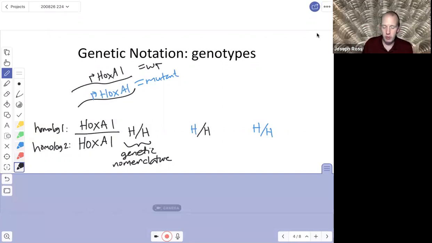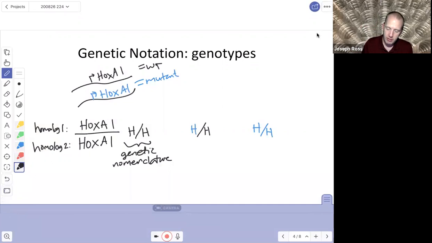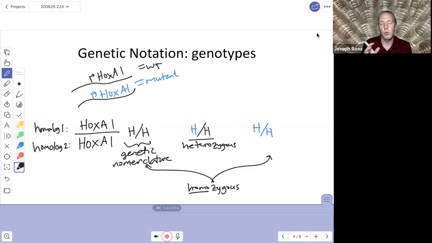So here's the next important part of genetic nomenclature: the terminology for these three different genotypes. The two that have the same allele on both homologs, regardless of black or red, are called homozygous. Homo meaning same. And the one in the middle, which has two different alleles, is the heterozygous genotype. So there's one heterozygous genotype, and there are two different homozygous genotypes.